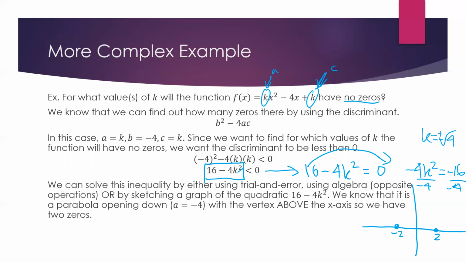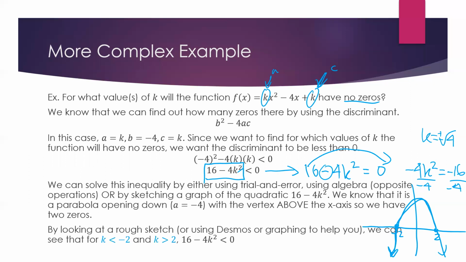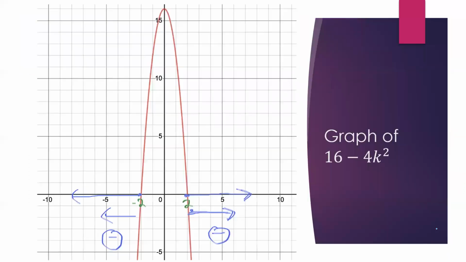And what else do I know about this parabola? I know it's opening down because the leading coefficient is negative 4. So it looks something like this. Again, this is a rough parabola. You can see I'm definitely in a rush here. So we have the two zeros, negative 2 and positive 2. And of course, I notice next that it's opening down. So we look at this drawing and we can clearly see that it's going to be below 0 when k is less than negative 2 and when it's greater than positive 2.